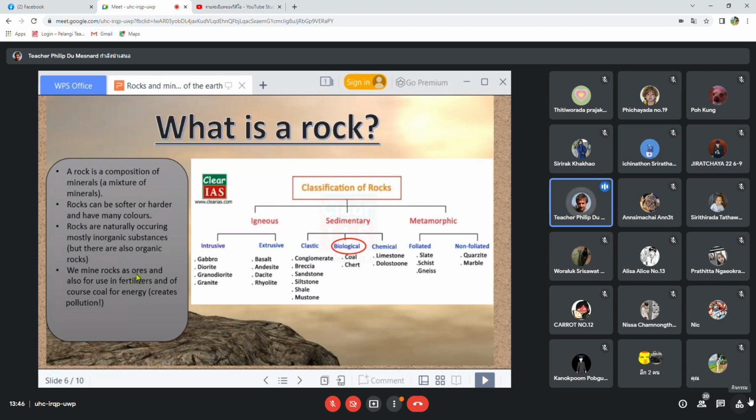And we mine rocks to get ores. We use it for many things, fertilizer, coal, but also to make cars and to make other things. Okay, and here I just showed you the biological kind of rock, like coal is a biological rock. So it's an organic rock. Quite special.